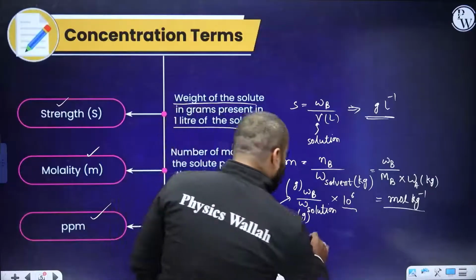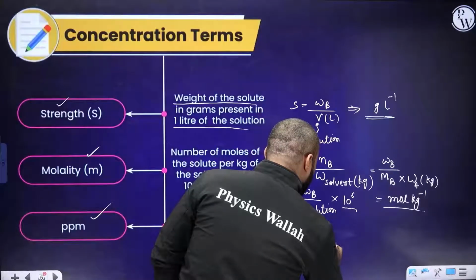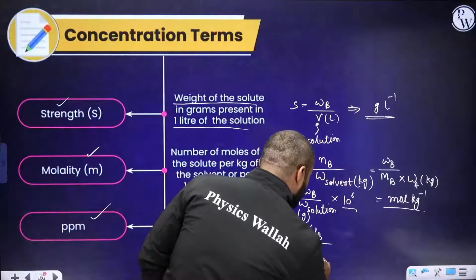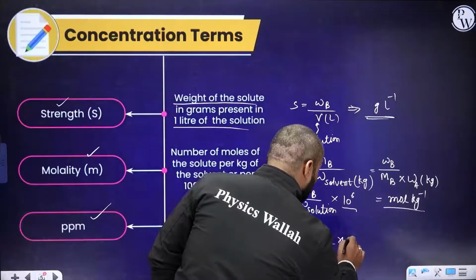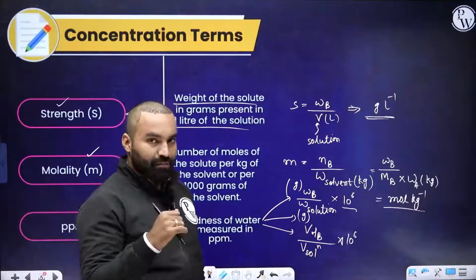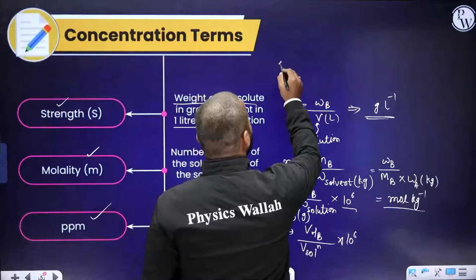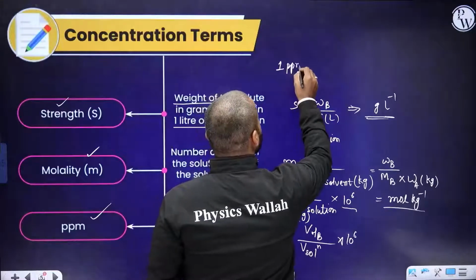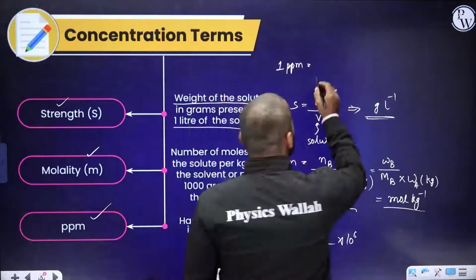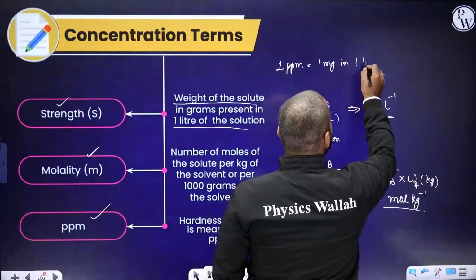You can calculate it volume-wise also. So volume of solute divided by total volume of the solution, multiplied by 10 raised to the power 6. Again, this becomes ppm in volume terms. Remember, very important, 1 ppm. Generally in examinations, they write that 1 ppm is equal to how much, or prove it. 1 ppm is equal to 1 mg in 1 kg or liter.